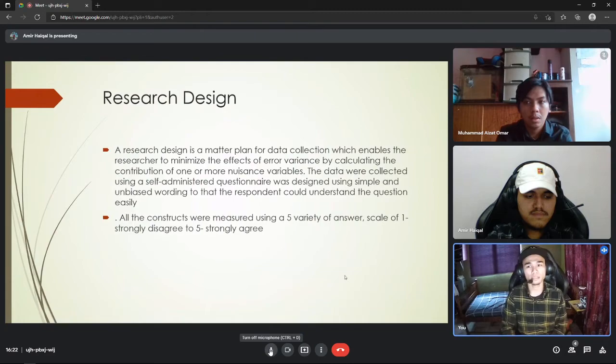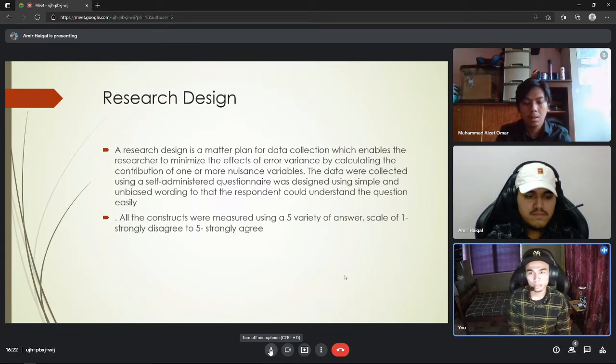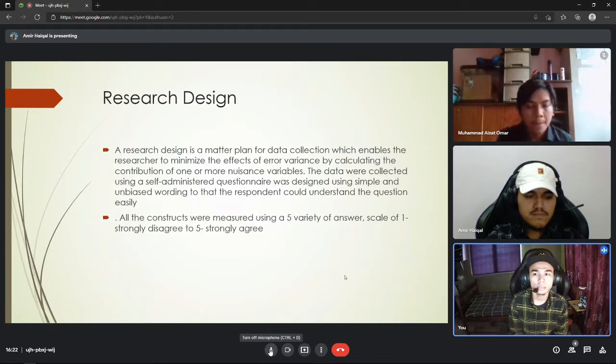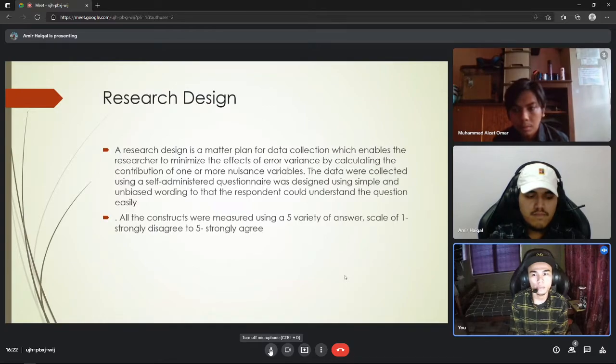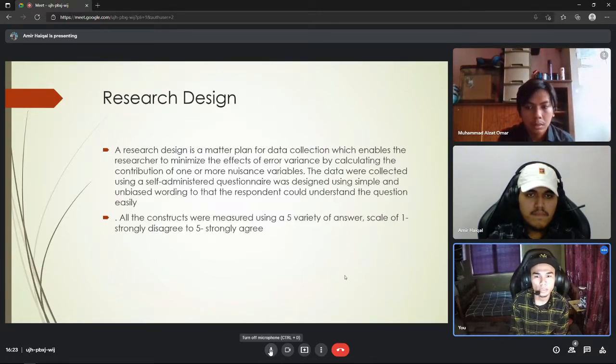We're going to go through the research design. A research design is a method plan for data collection which enables the researcher to minimize the effects of error variance by calculating the contribution of one or more nuisance variables. The data was collected using a self-administered questionnaire designed with simple and unbiased wording so that the respondents could understand the questions easily.